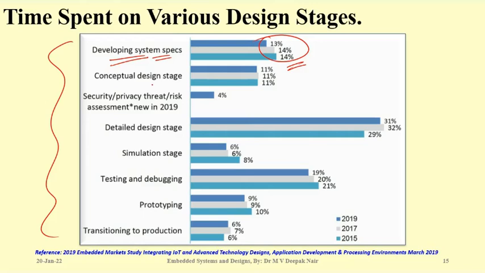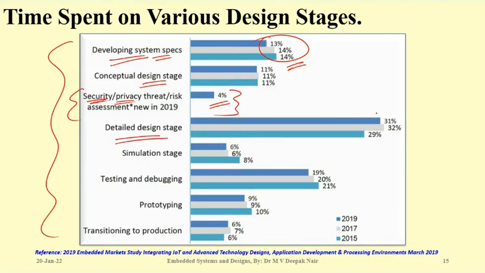Then after that, 10% of the time is spent to design the concept. That means, okay, the specifications are here. How can we bring those specifications into our system? Then 4% of the time they spend on security related issues, so that no one else should be able to break that system. If you are not interested in security related devices, and you are just planning to design something very basic, leave that part. Okay.